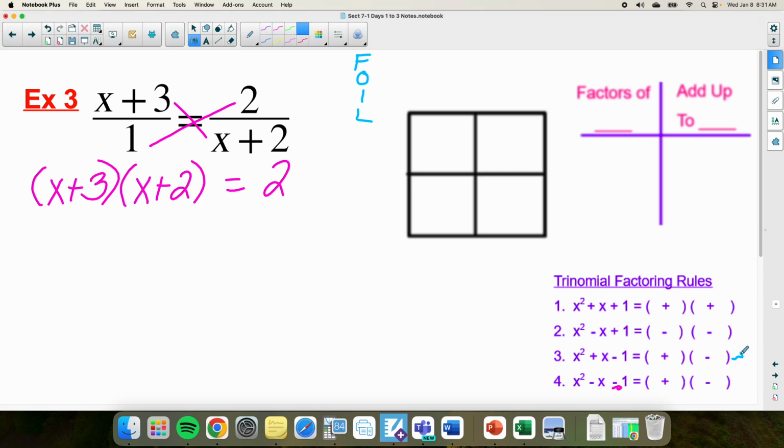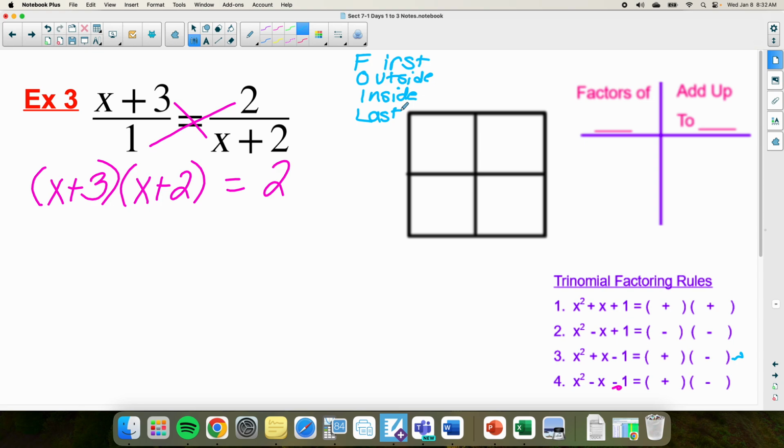Did you learn, like, F stands for first, O stands for outside, inside is I, and last? Did you guys learn that? Yeah. Everybody got that? Okay. We use that when you have two different parentheses, each of which has 2 terms in it, okay?